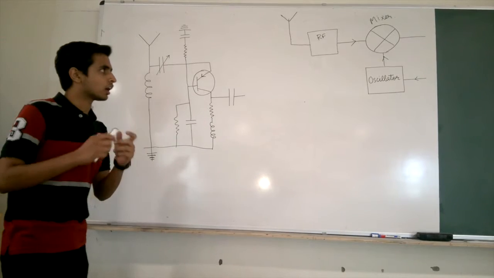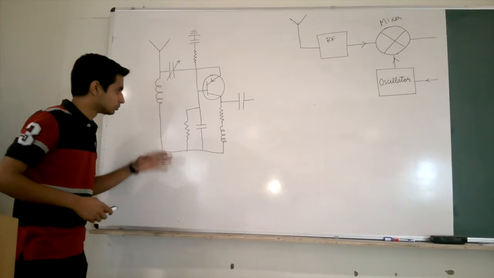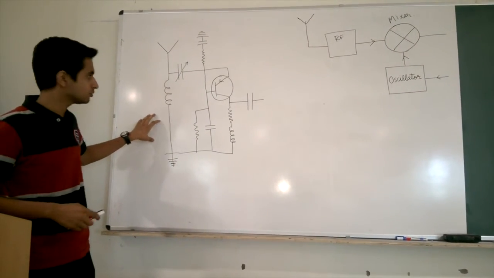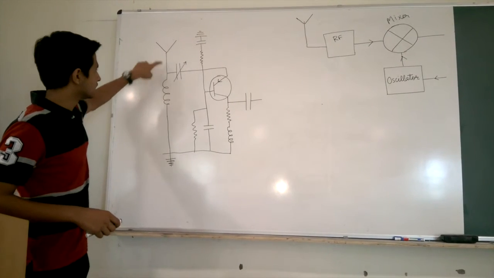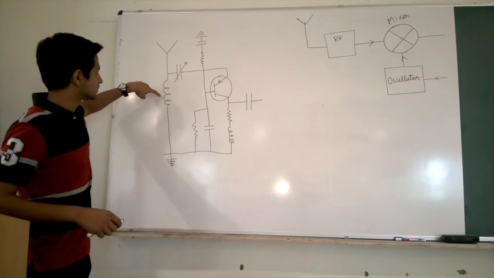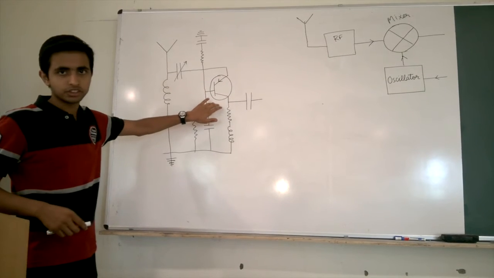Now, how does an RF amplifier work? This is the basic circuit diagram of an RF amplifier. Here you can see this is the antenna, and this is the inductor and capacitor, and here is the BJT.